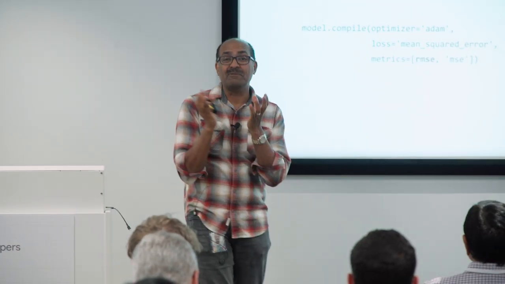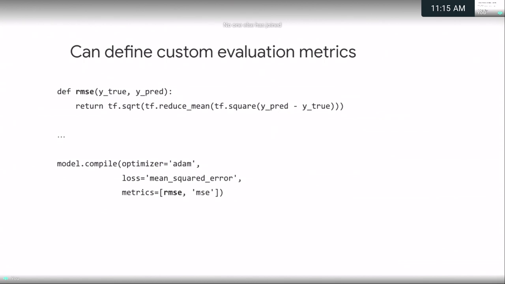Fair enough? Okay. So we've created our Keras model. We can also then go ahead and create a custom evaluation metric. So you want to do RMSE, right? This is how you do it. You say, this is the true label, this is the prediction, compute the square of these things, reduce it over the entire data set to come up with one number, compute the square root, and then pass in your extra metric in addition to the ones that Keras already knows.